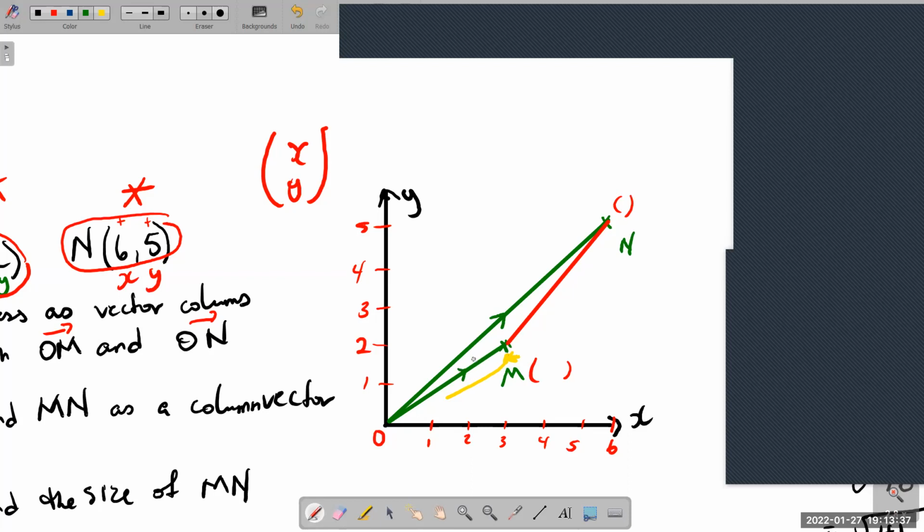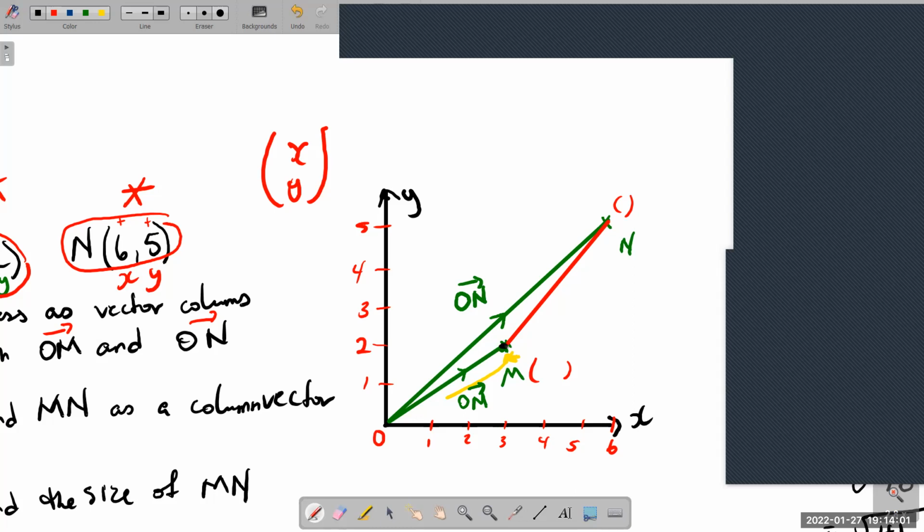In addition to that, what else did I forget to do? Label. I needed to label that this is ON with the arrow, and this is OM with the arrow. Everybody with me? So let's go. We want to move from point M to point N, and we have to pretend like this red line is not here. So we've got to go the long way.